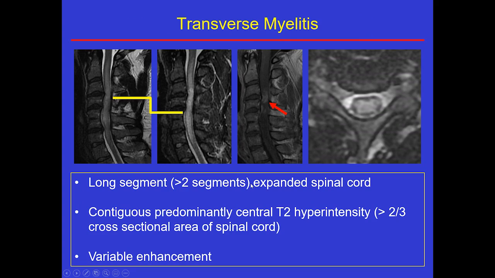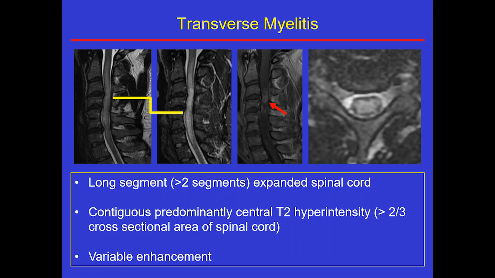So we have a long segment cord involvement. There's long segment cord signal abnormality here extending from the mid C2 level to at least the C6 level. The cord is expanded. You can see the expansion of the cord compared to down here in the lower cervical upper thoracic cord. There's contiguous, predominantly central T2 hyperintensity here. So on the axial images, we can see that there's greater than 2/3 cross-sectional involvement of the spinal cord. And then there are patchy areas of enhancement on the post-contrast images here delineated by the red arrow.